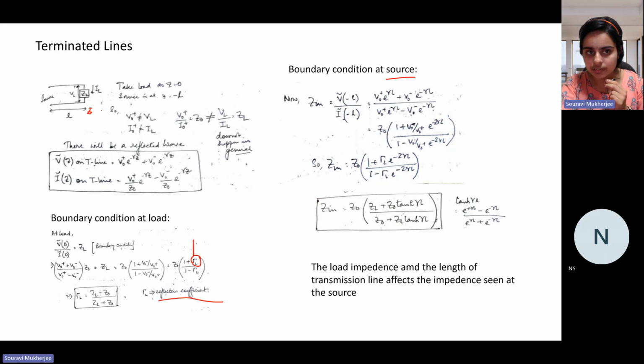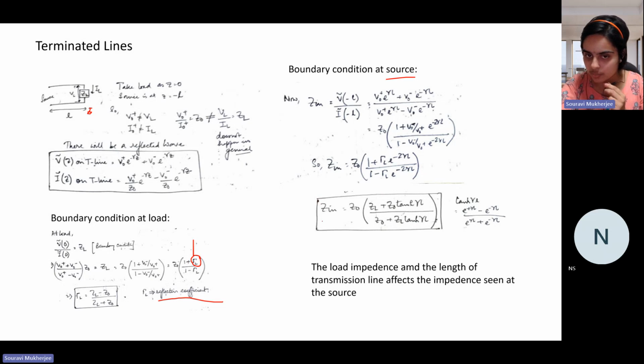Okay, at the source, meaning that should be equal to Z equal to minus L, right? So now when you write Z in, this is the impedance at the incident site. That should be equal to the ratio of V by I at Z equal to minus L. So in this expression, you put Z equal to minus L, find the ratio, okay? And then if you solve it, you would get something like this.